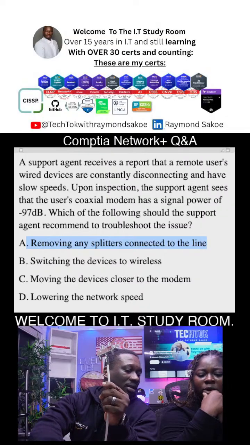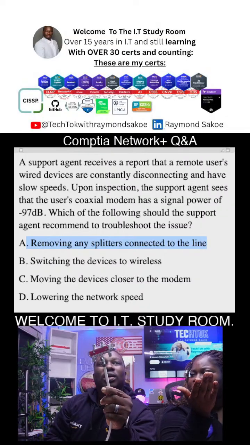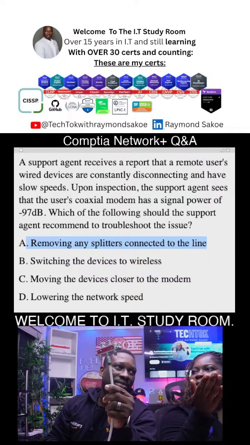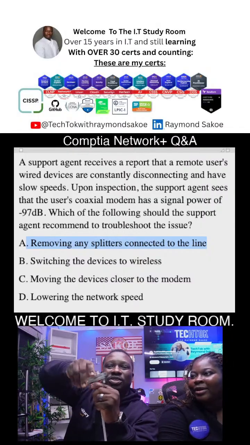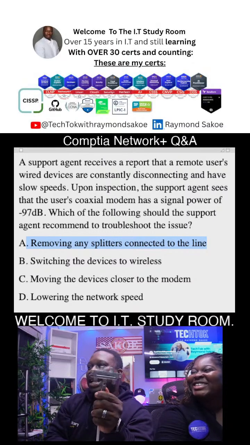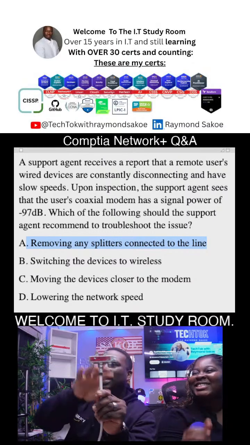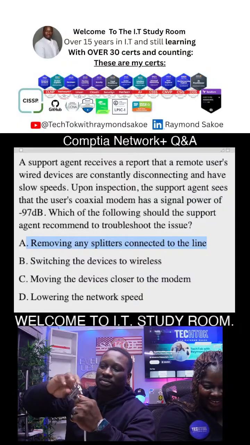So the noise that you're talking about is external interference. So if you are not using any of the legs on the splitter, then you have to remove it.